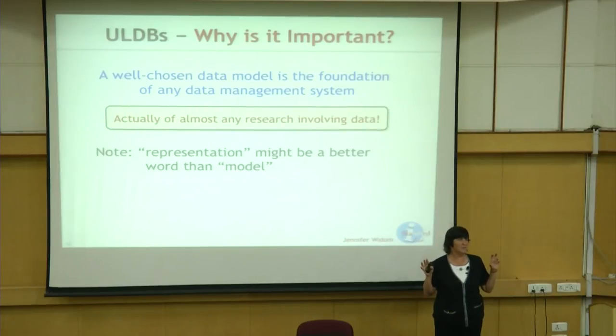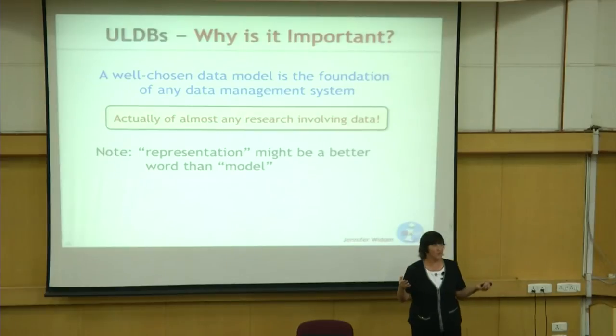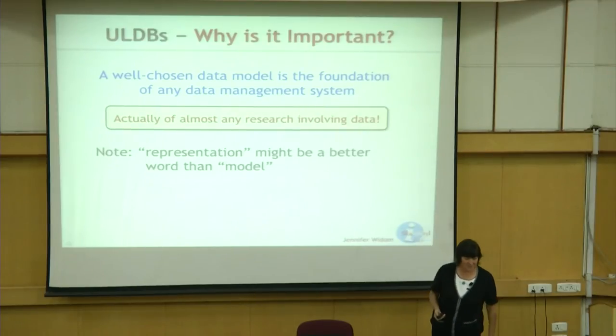People use model now to mean something quite different, especially with machine learning becoming more popular. What it really means is representation. How do you represent your data? We talked about the object, the directed labeled graph, that's a representation. XML, JSON are representations, and that's what I'm thinking of. Tables are representations, okay? Key value pairs are representations.